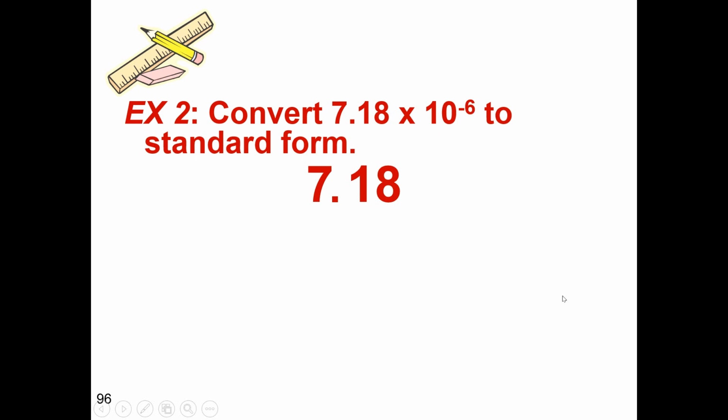If you want to, hit pause and try this example out, and then keep watching to check your answer. I have 7.18 times 10 to the negative 6th power. The negative 6 is an indication that we're going to create a small number, and we're going to move that decimal point over to the left because we're trying to create a small number. So let's move it over 6 times. 1, 2, 3, 4, 5, 6. There's my decimal sliding over. I'm going to fill all of these spaces with zeros now.